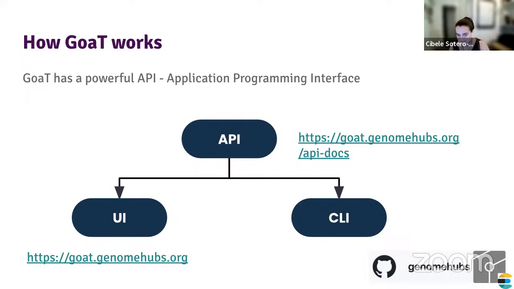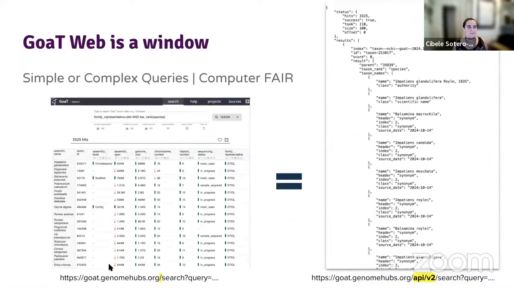And this thing behind the scenes is what coordinates what we see, both in the web UI interface and the command line interface. So we built the GoaT UI, or the GoaT web, that you can access in this link, just as a type of window for users to have an idea of the capabilities and all the functionalities of the API, right? So there is a way to query using the same language that the API is accepting on the UI.